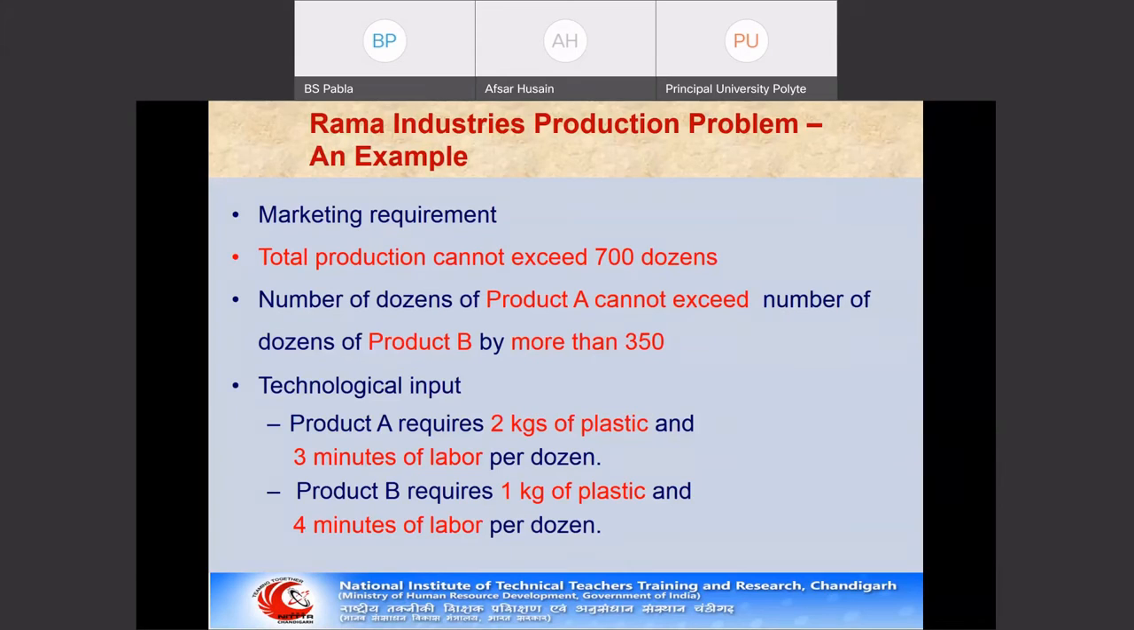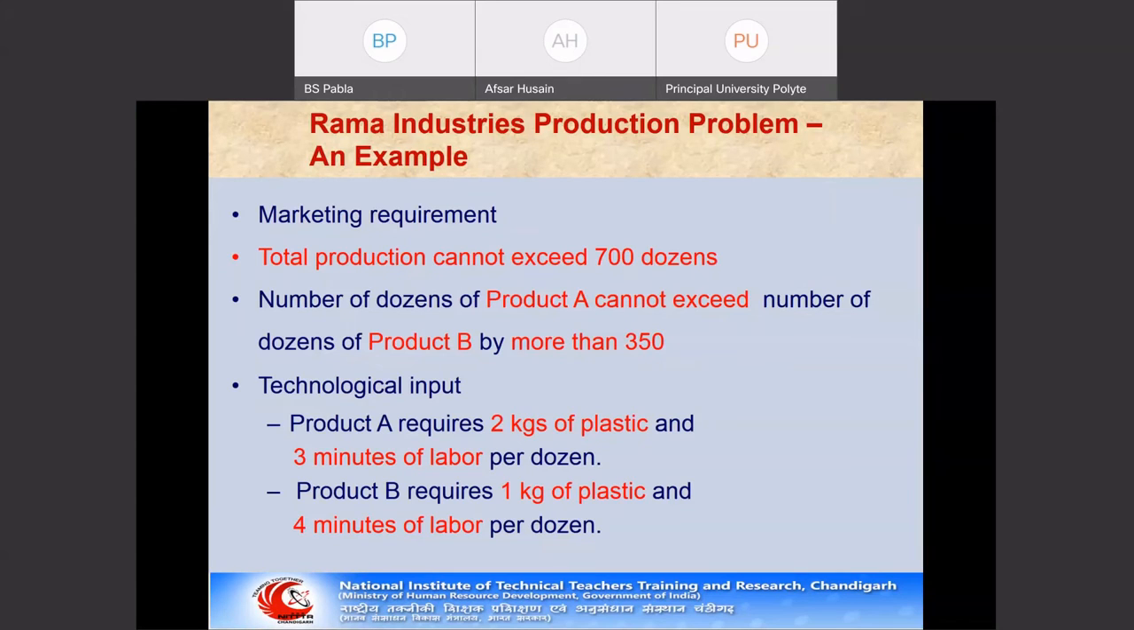And the number of dozens of product A cannot exceed the number of dozens of product B by more than 350. If X is the number of dozens of A and Y is the number of dozens of B, then X minus Y should be equal to or less than 350. You see, why should we put it? Let's say the product A gives me 5 rupees profit per dozen. Product B gives me 2 rupees per dozen.